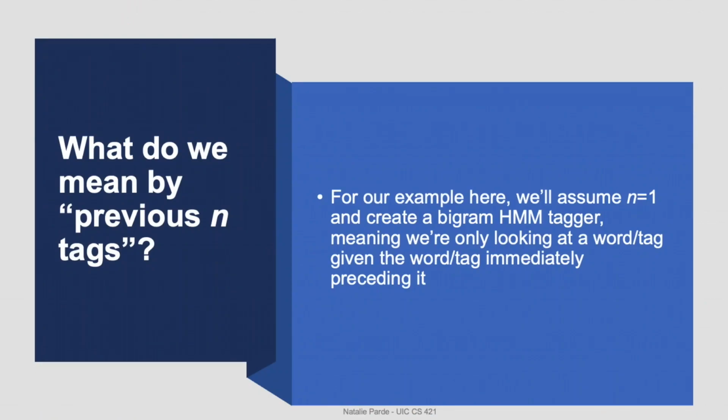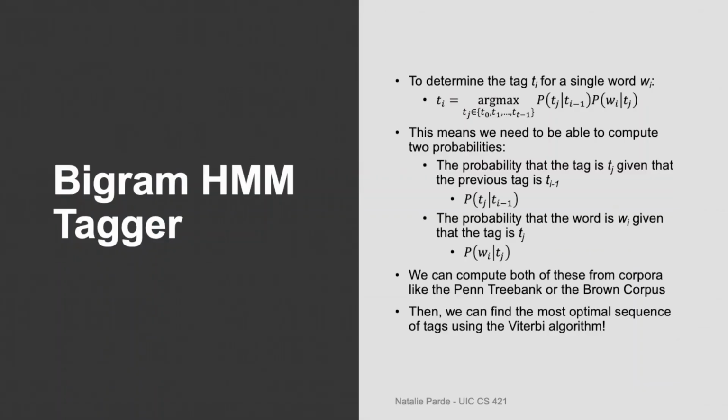For the example going forward in this video, we'll assume that previous tags just means the previous one tag, thereby creating a Bigram HMM tagger, but it could be trivially extended to whatever value of n you felt was appropriate for your needs. So we have a Bigram HMM tagger. This means that to determine the tag T sub i for a single word W sub i, we need to find the tag that maximizes the equation here, where we're multiplying the probability of a tag at the current index, given the tag that was at the previous index, times the probability of the word at the current index given the tag that is being considered.